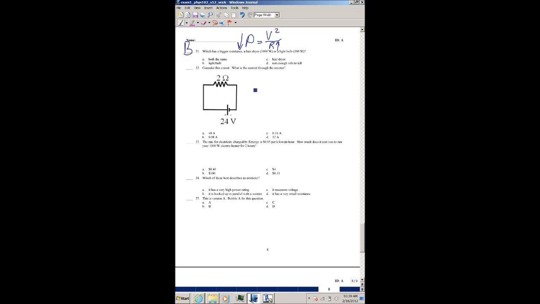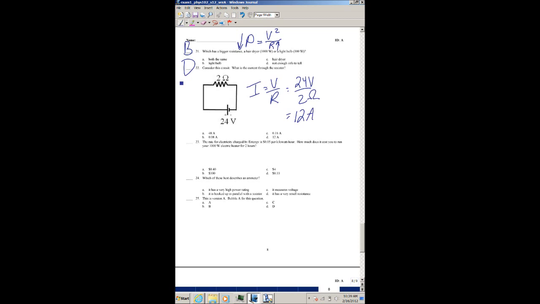Consider the circuit. What is the current? V is IR, so I is equal to V over R. It's 24 over 2. That's 12 amps. So 22 is D.